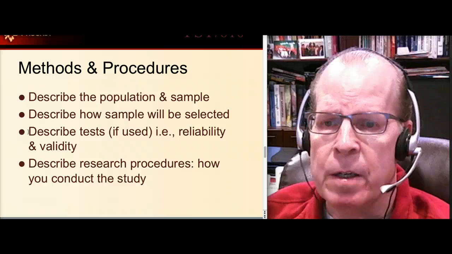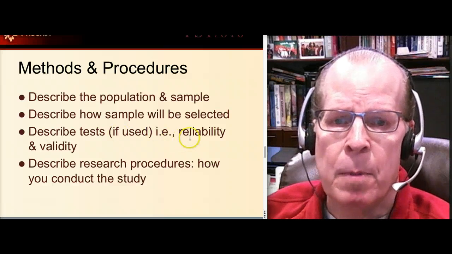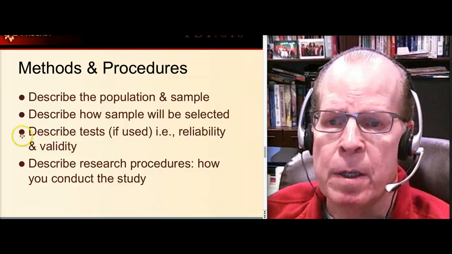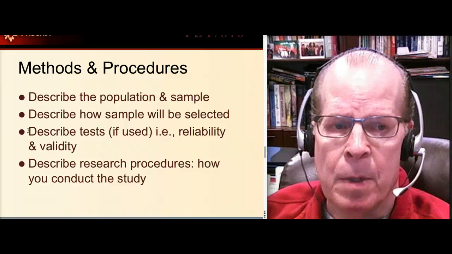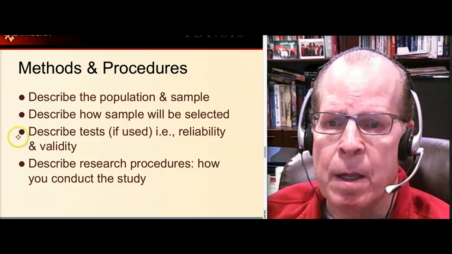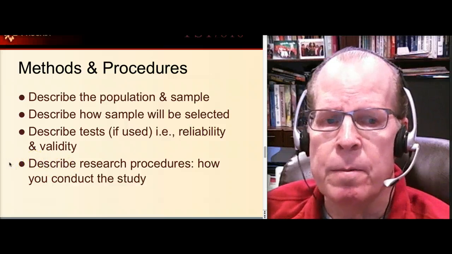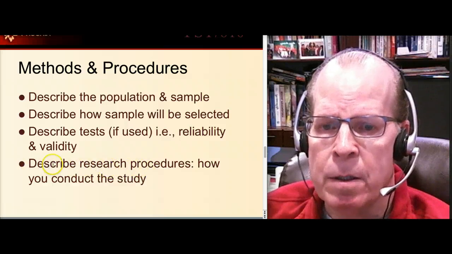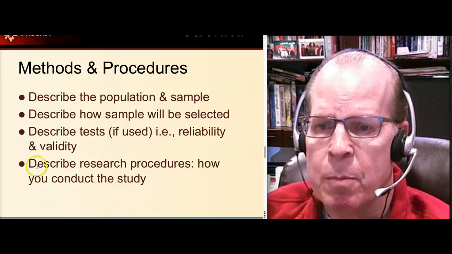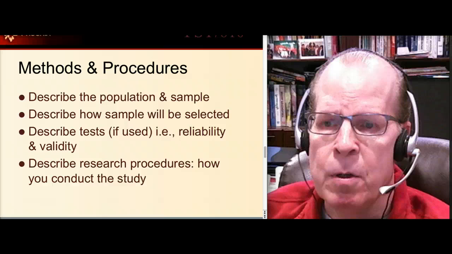If you use standardized tests, you want to give the name of the test and the author, but also include the reliability and validity, and you can get that from the Mental Measurements Yearbook in the library. Describe the research procedures. In other words, what are you going to do? Describe the process. Here's what I intend to do in the research. This is important. This is how others have a chance to review what you're doing.